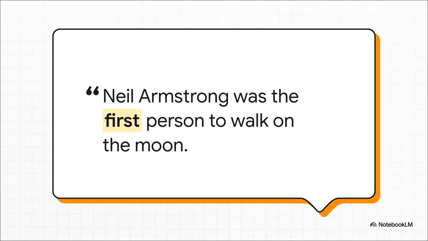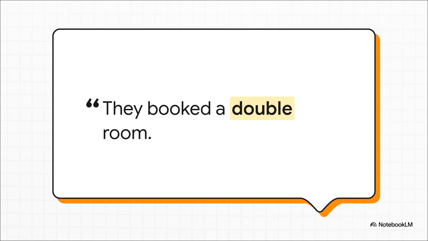And here's a perfect example of an ordinal. First doesn't tell us how many people walked on the moon. It tells us Neil Armstrong's specific place in line. It's all about the sequence, the order. And our last definite example here is a multiplicative. Double implies twofold, right? A room for 2. It's just another way of being really specific without having to say the number 2.